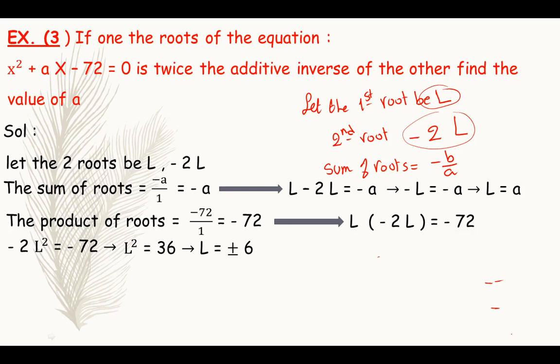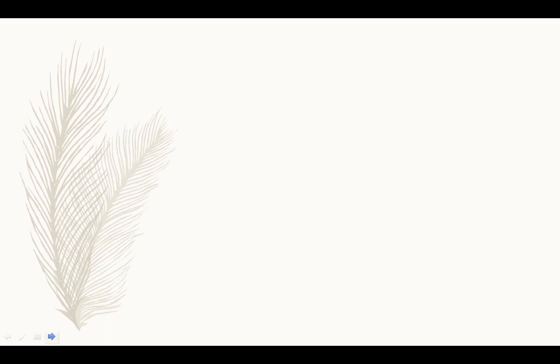From the first equation, L equals A. From the second equation, L equals positive or negative 6. From 1 or 2, you can say that A equals positive or negative 6. Okay, let's go to another example.